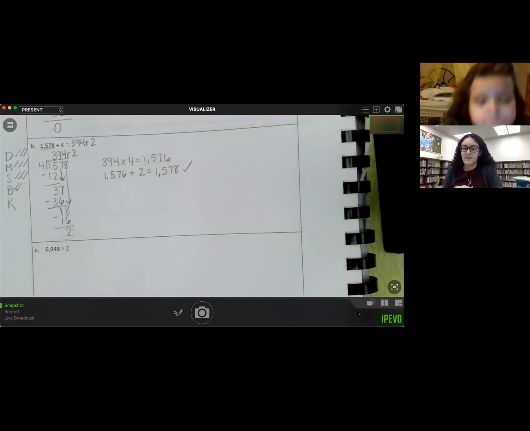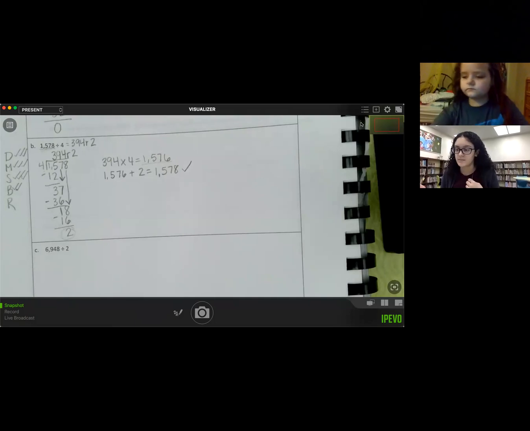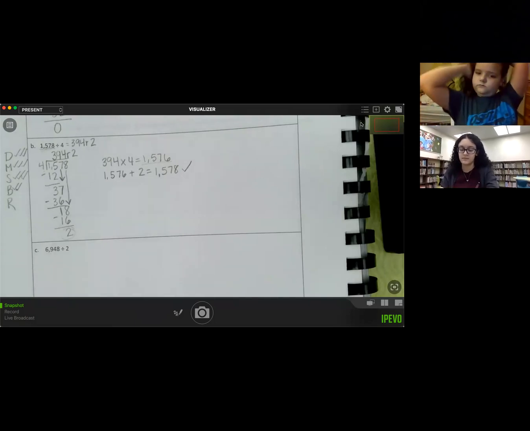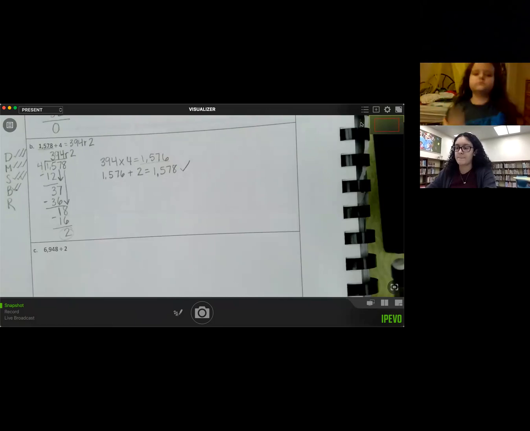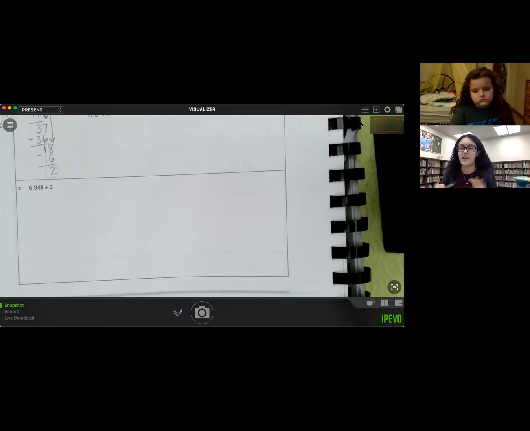All right, does anyone have any questions about letter B or anything that you're confused on or want me to explain a little bit more? Like I said before, it's the same steps we were using before, we just have to go through them more times because we have more numbers to bring down. Any questions or concerns?